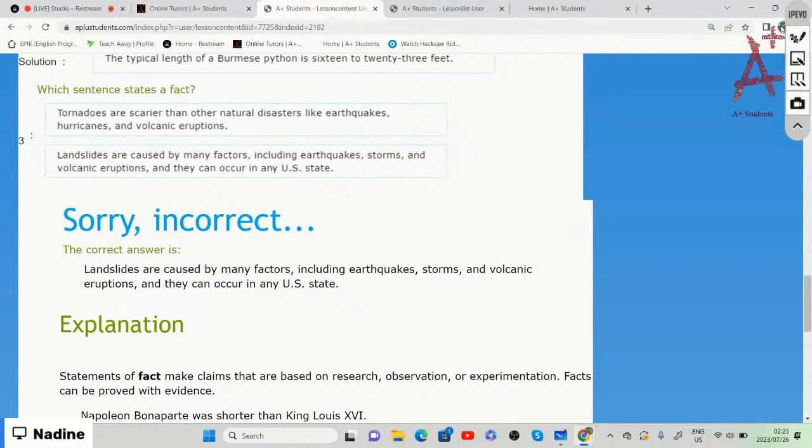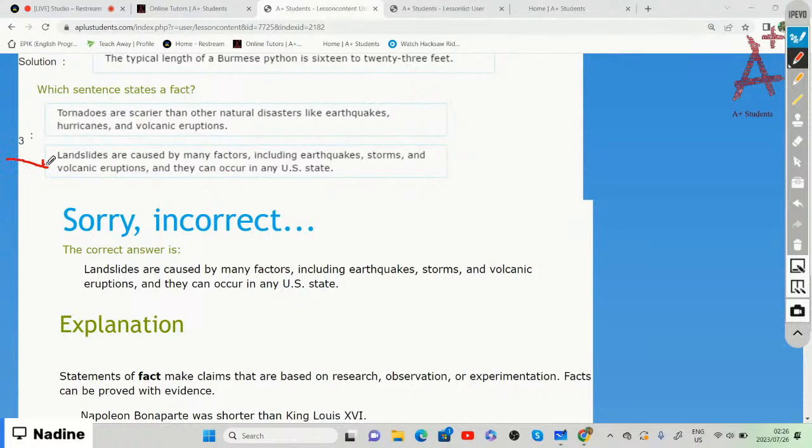If we now select the fact within that sentence, then we can say that the fact is this one, which is landslides are caused by many factors, including earthquakes, storms, and volcanic eruptions. And they can occur in any US state, right? So that is basically a fact because landslides usually happen when there are earthquakes, storms, and volcanic eruptions.